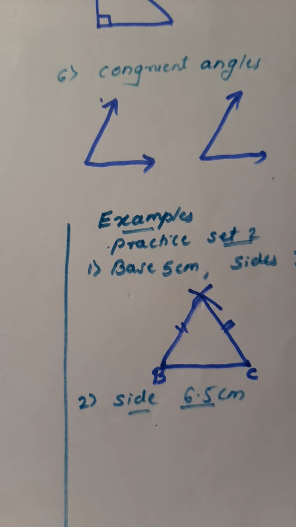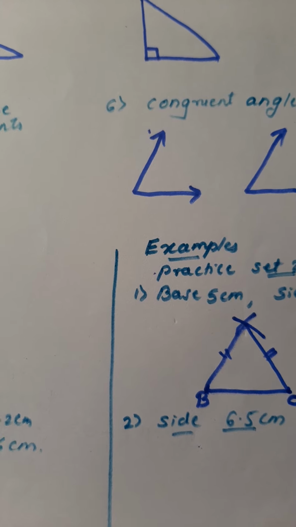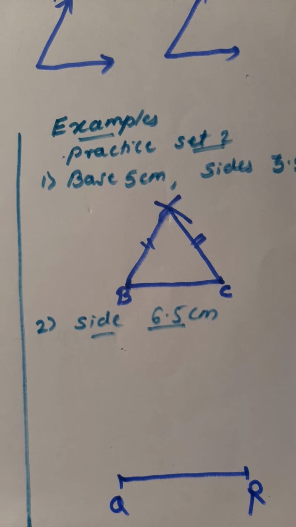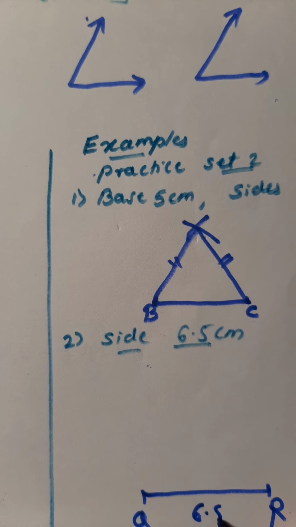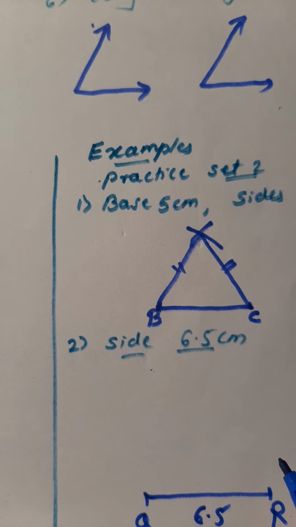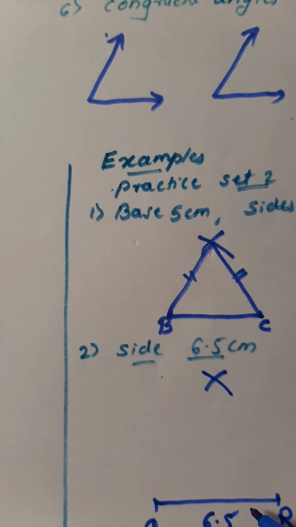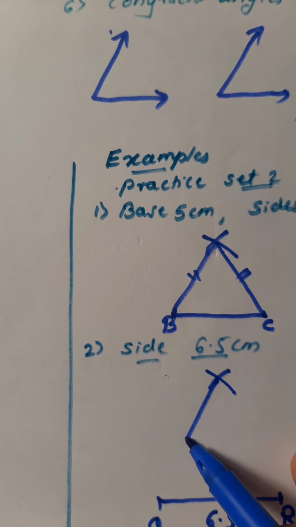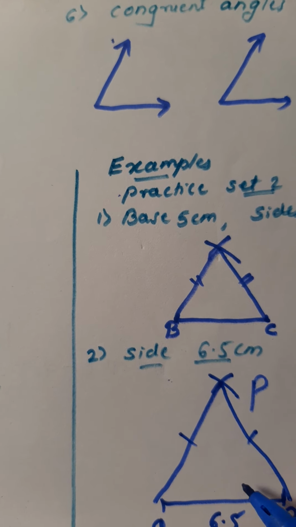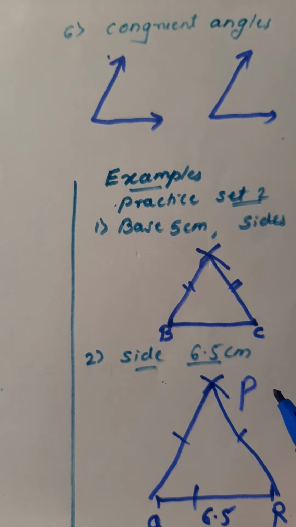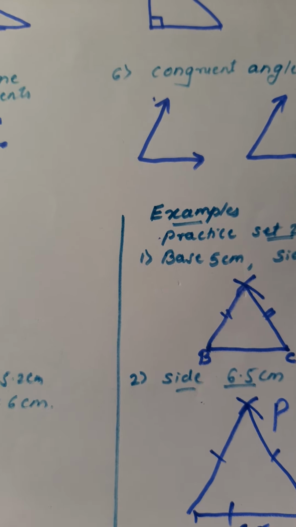Now, the next example I have taken is 6.5 centimeter. You can see, 6.5 centimeter means what? With the help of a scale, you first draw 6.5 centimeter, and name it QR. We will take QR as the base. Now, measure this. This is 6.5 centimeter. Now, take a scale, measure 6.5 centimeter, and make an arc above. Similarly, make an arc from Q and R. Join this. You will get a triangle. This is called an equilateral triangle.